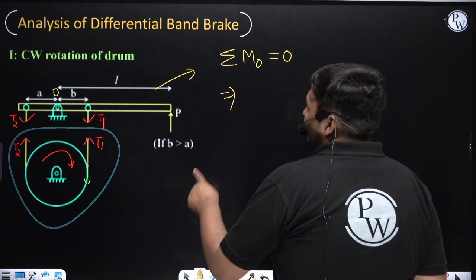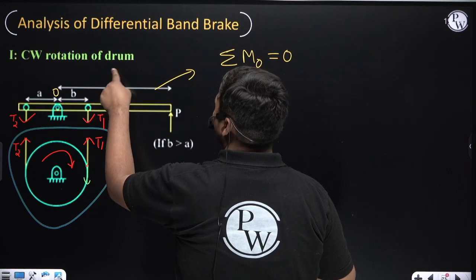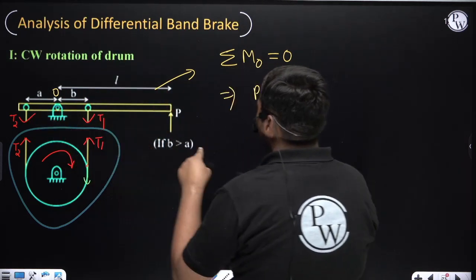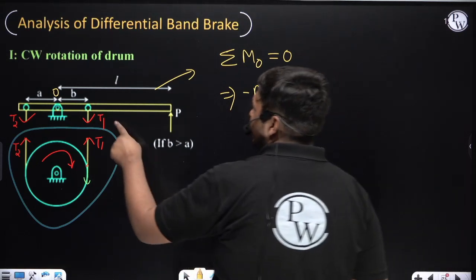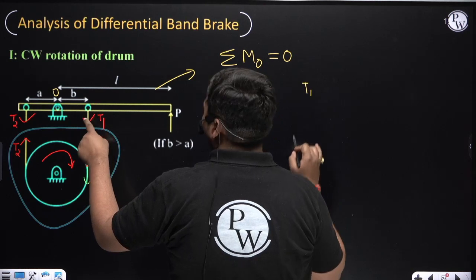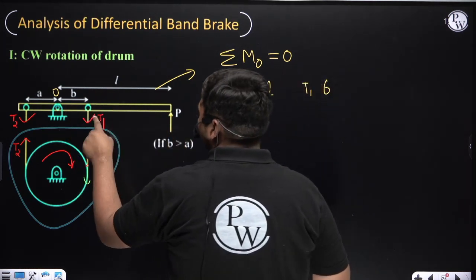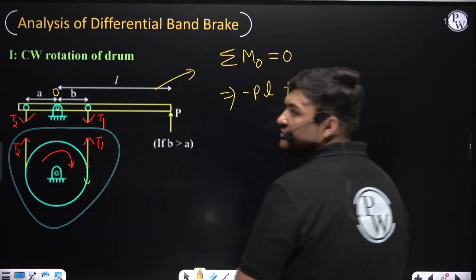Now, first the moment of effort P about O. It will be P, its perpendicular distance from O is L. Now, the direction of movement is anti-clockwise. Suppose I am taking clockwise as positive, anti-clockwise as negative. Now, it is T1, its perpendicular distance from O is B. So its moment will be T1 into B. Now the direction of movement of T1 about O is clockwise, and I am taking clockwise as positive.